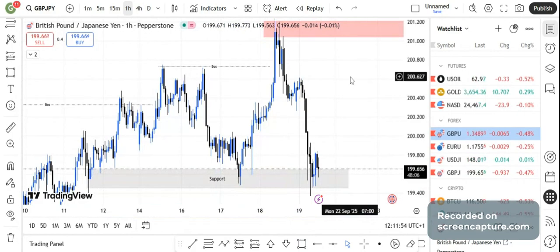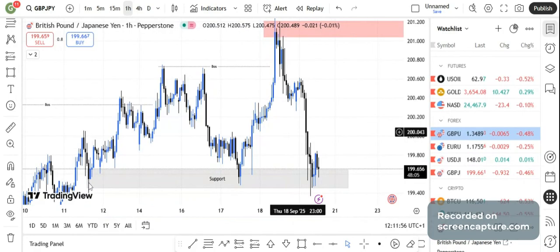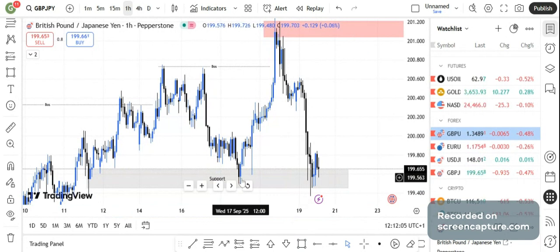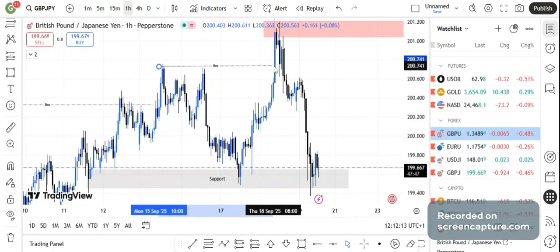Okay, so now currently we can see what we're talking about. Price came down here and price did what? Price moved up and price came down again. Price didn't break out and price moved up again. After price moving up, price broke out of this high here.